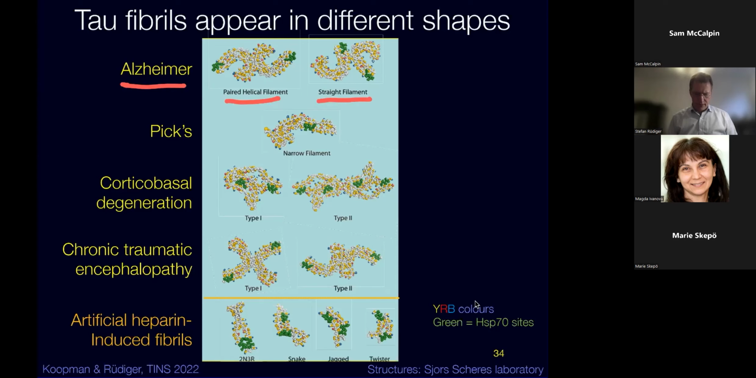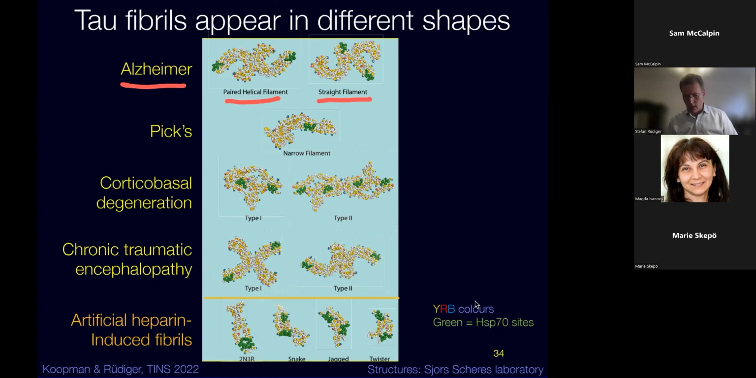Then we have fibrils of Pick's disease and fibrils of corticobasal degeneration. And at the very bottom, you see artificial heparin-induced fibrils. You add heparin, and that's how we made the fibrils I showed you before of the microtubule binding domain fragment. You can induce fibrils in vitro. These fibrils look very different from the fibrils you obtain from patient material.